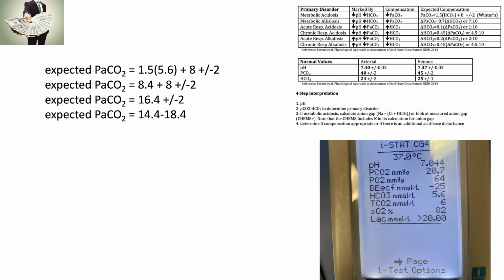So let's just go through the math for Winters. I've got it laid out on the left there, but you can see it's 1.5 times the bicarb is the first step. The bicarb from the CG4 is 5.6. So 1.5 times 5.6 is 8.4. And then we're adding 8 to that, so we get 16.4. And then there's a range around that. So the final is 14.4 to 18.4. That's what the expected arterial CO2 value should be in this patient. Okay, so is the patient compensating appropriately? Winters tells us that the expected PaCO2 is 14.4 to 18.4.